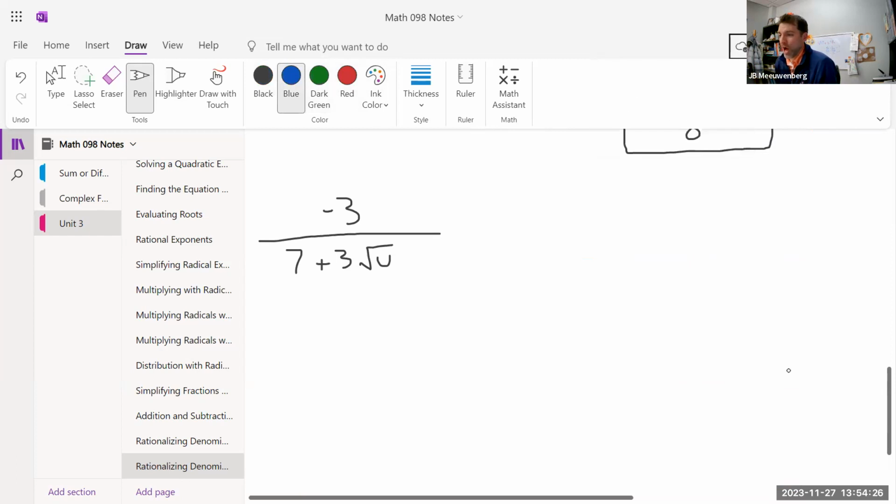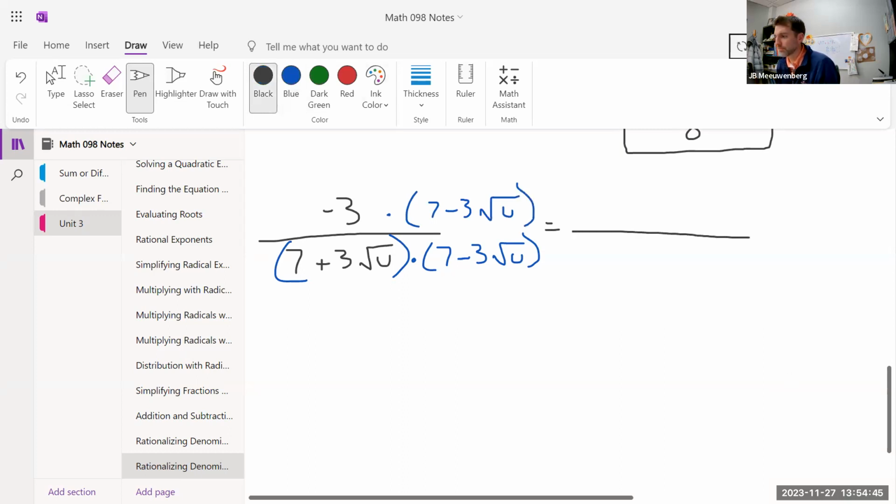So I have to multiply by the conjugate of this denominator, which means multiply by 7 minus 3 radical u. I'm going to make sure to put all this stuff in parentheses. And then same thing on top, 7 minus 3 radical u. So let's do it. Let's distribute this -3 to here and to here. It's going to give us -21 plus 9 radical u. Plus, because I had negative times a negative.